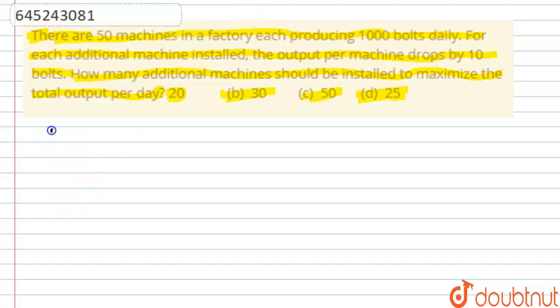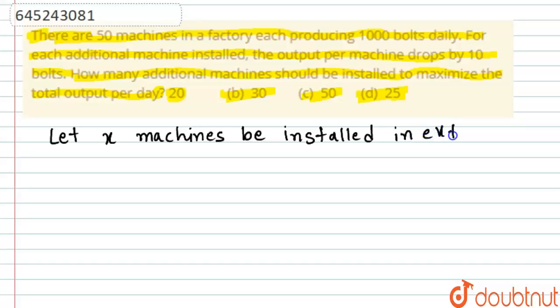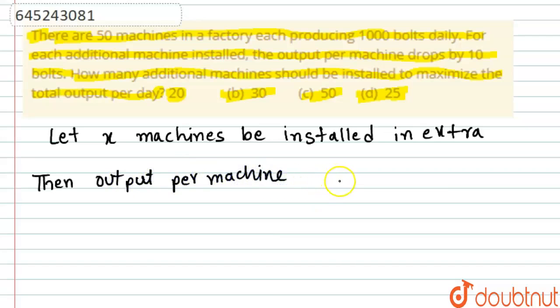So let x many machines be installed in extra. Then what happens is that the output per machine, because for every additional machine the output decreases by 10, in this case becomes 1000 minus 10x.